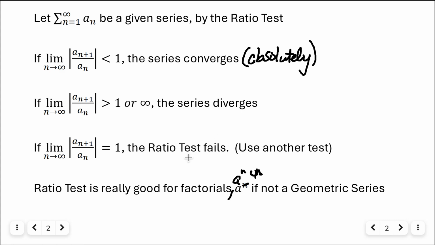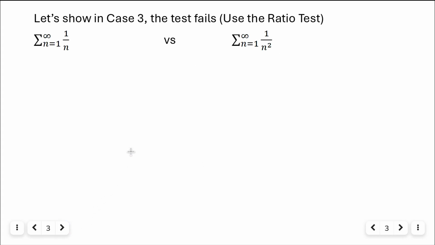All right. But first, before we do that, let's take a look at case 3. So let's show that in case 3, the test fails. We're going to use the ratio test on these two series. So this first series, this is the harmonic series, right? This diverges. I know that. And this series is a p-series with p greater than 1. So this series converges. I know that. But let's try the ratio test.